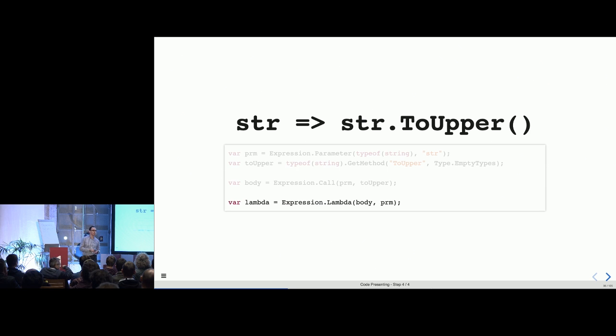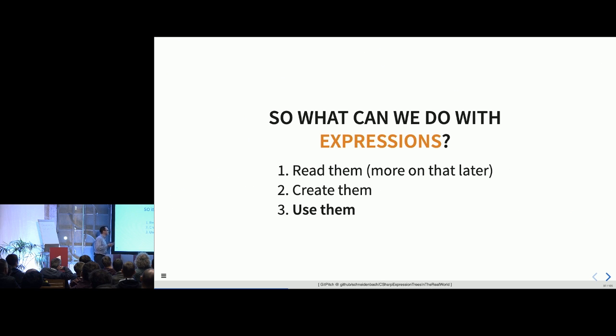And that's it. That's all the lines of code that we need to write to get this toUpper expression. We'll get to why that's useful in just a little bit. But it doesn't really require a lot of code. It's really natural. You can really reason about it. So then not only can you create them and read them, but you can also use them.